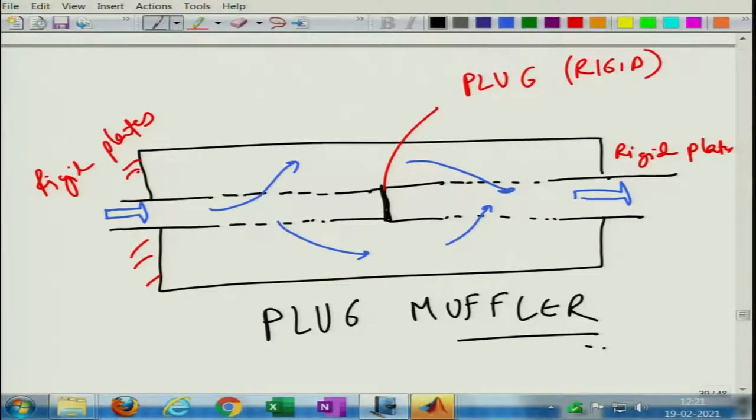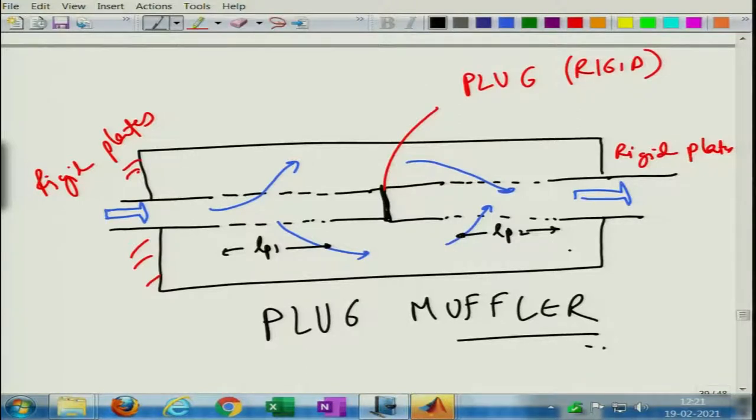Let us start naming this thing. We will call this LP1, from here to here, and this is LP2. These denote the lengths of perforated sections 1 and 2. So, the flow has no choice but to leave the chamber from here and then come back here.